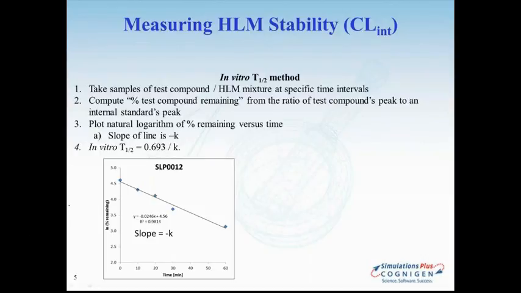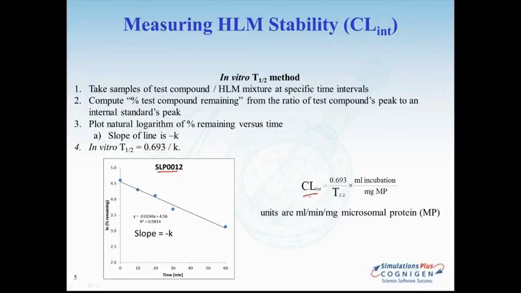And in this graph, I just show some data from one of our NCE compounds, SLP0012, that we had tested in the absorption system. On the y-axis is the ln of the percent remaining versus time. They pulled out aliquots at 10 minutes, 20 minutes, around 30, and then 60, and the slope of this line is minus K.